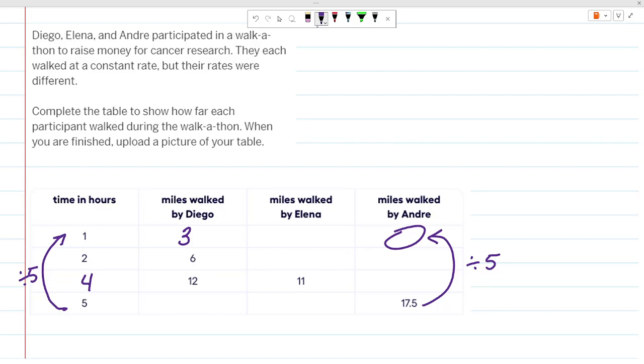You can do the same thing for Diego in this entry to figure out how far he would walk in 5 hours. So at this point, you have all the information or steps that you need to be able to finish this table independently. And I know that you can do it. You can also work with a partner or ask me if you have questions.